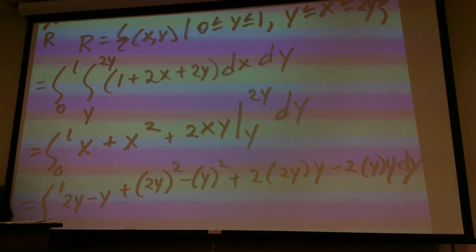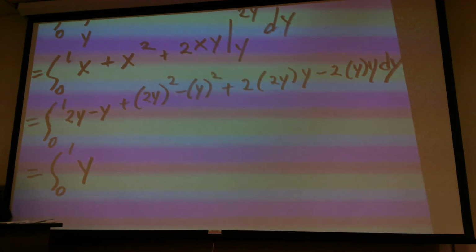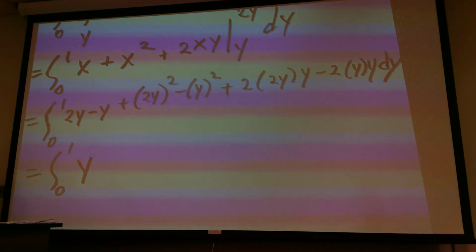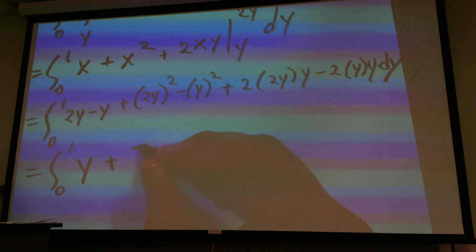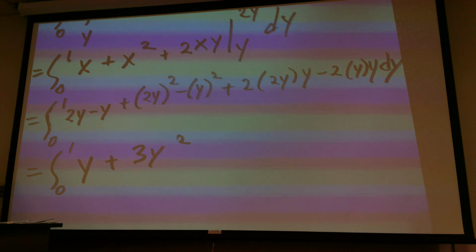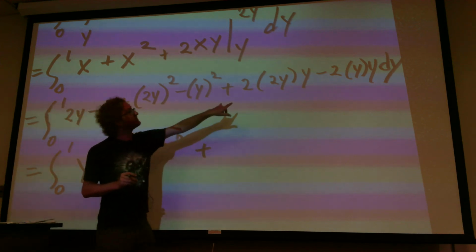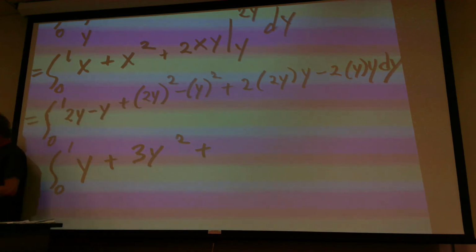So that becomes the integral from 0 to 1. I'll do this in a couple steps. Okay. Well, 2y minus y is y. Okay. Now this becomes 4y squared minus y squared. Okay. So 4y squared minus y squared. This is going to be plus 3y squared. Okay. And then plus, okay, so this is going to be 2 times 2, which is 4, y times y, which is y squared. And then what we're going to have from this guy's going to become 4y squared minus 2y squared. So 4y squared minus 2y squared is going to be 2y squared.